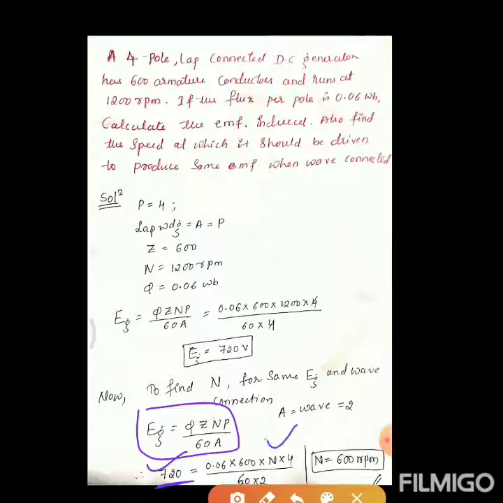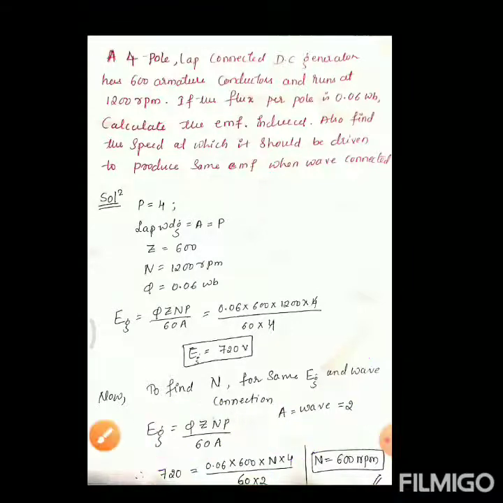We need to calculate the speed, therefore N should be kept variable. So φ remains the same, the conductors remain the same, P is the same, and A becomes 2, because for wave connection 2A equals 2, as they have said. When you substitute and simplify, N comes out as 600 rpm. I hope you have got this, right?